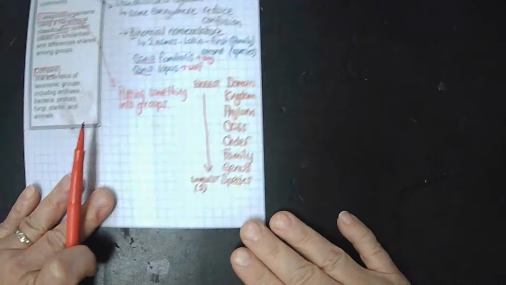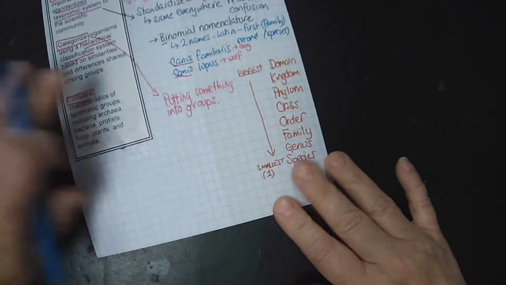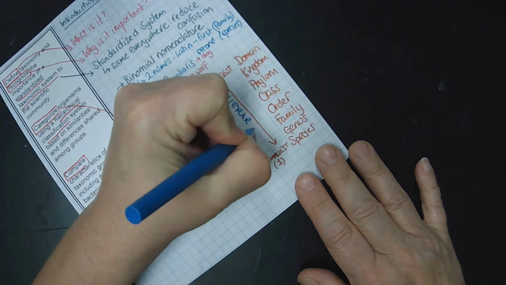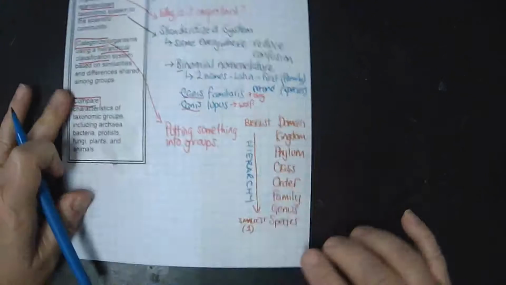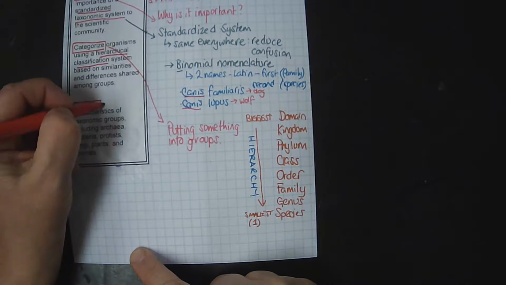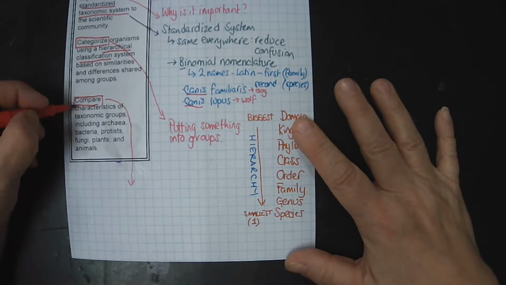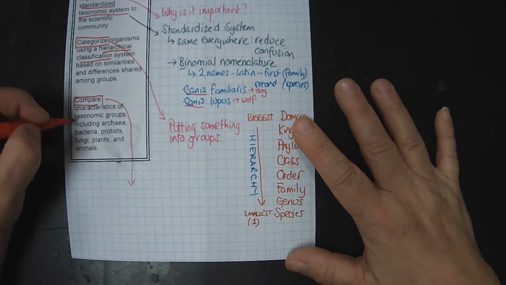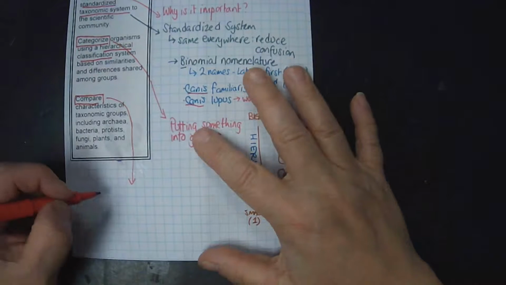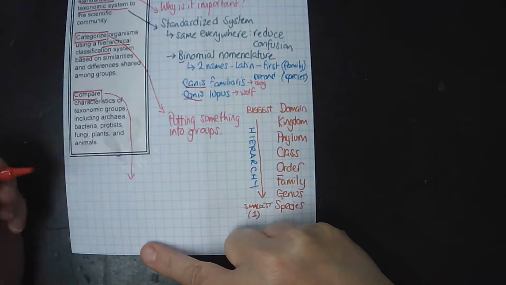Okay, so now the last part here, and I should remind you that when you go from biggest to smallest, this is called a hierarchy, okay, which is just putting things in order, biggest to smallest. The last bit here is compare. What do we do when we compare? We are comparing characteristics of taxonomic groups, including these things. So we have to be able to say, look at a bunch of different species and say, which group do they go in?